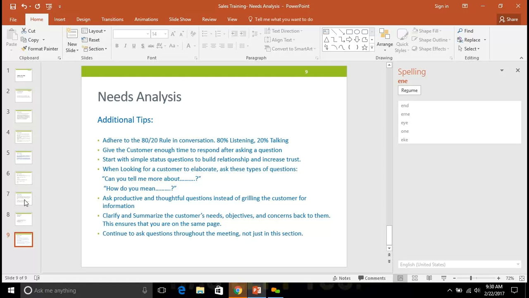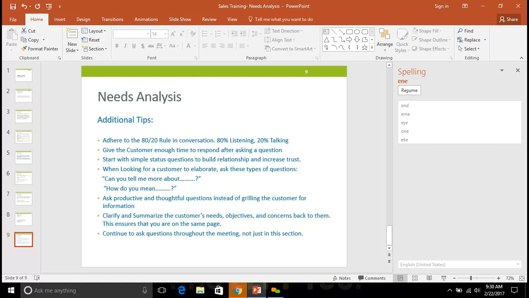When looking for a customer to elaborate, ask these types of questions. Can you tell me more about blank? How do you mean blank? If you ask them a yes or no question, you're going to get a yes or no answer. You want to ask questions that are open-ended that allow them to elaborate on that. Ask productive and thoughtful questions instead of grilling the customer for information.